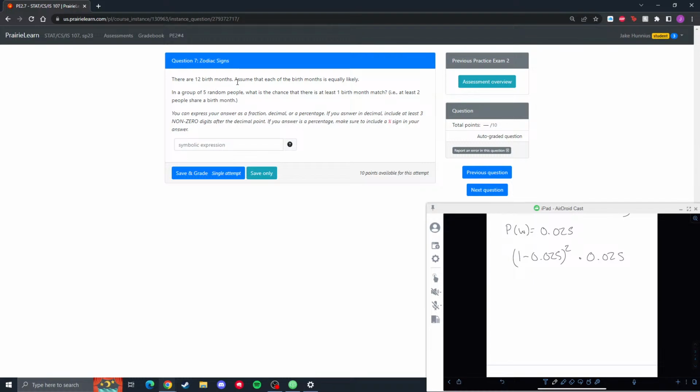All right, so there are 12 birth months, and assume that the probability of getting each birth month is equally likely. In a group of 5 random people, what is the probability that there is at least one birth month match? It's a good question.